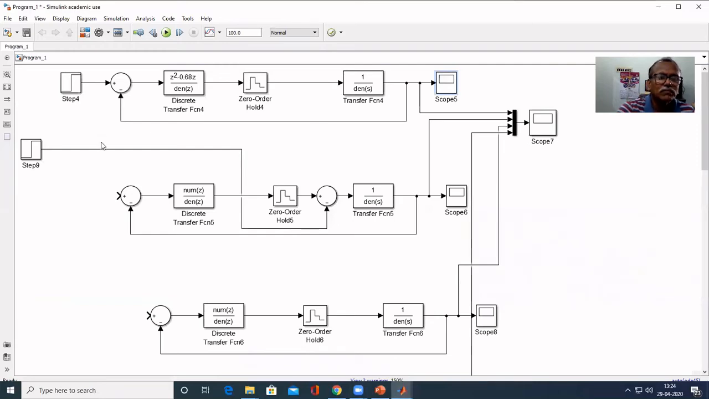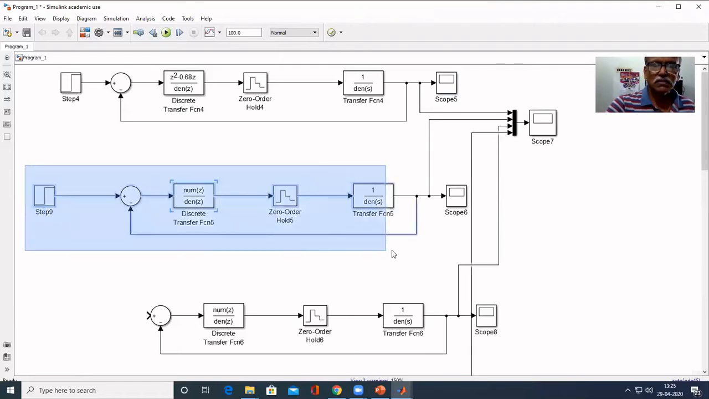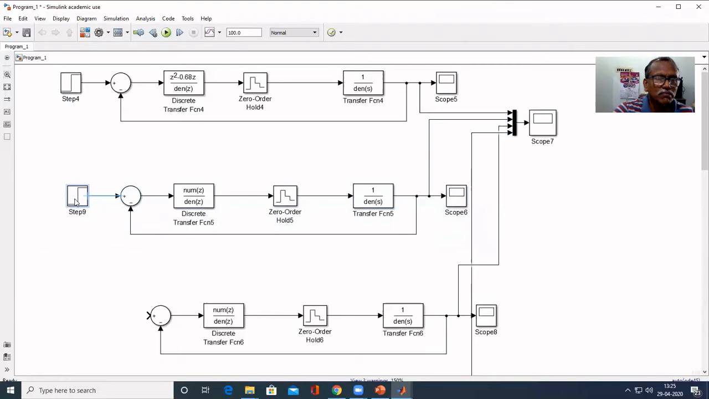To simulate this, we have to take this Simulink block to simulate Dahlin's controller. In that, we have to enter step input because we are going to check the servo response for that.